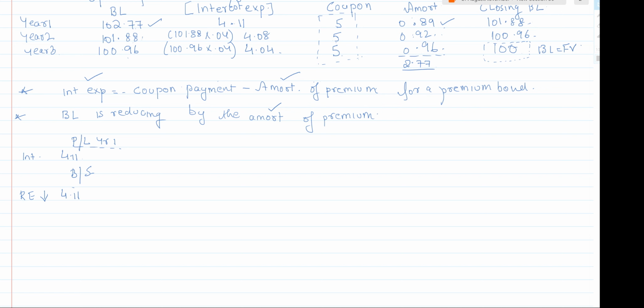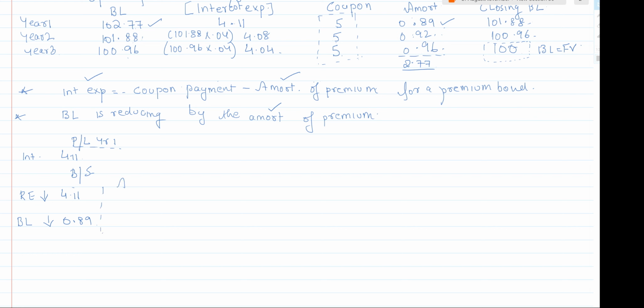Okay, guys, by how much is the bond liability changing in the first year? Opening balance was 102.77, closing balance is 101.88. So by how much is the bond liability changing? 0.89, which is nothing but the amortization of premium, right? My retained earnings is going down by 4.11 and my bond liability is going down by 0.89.